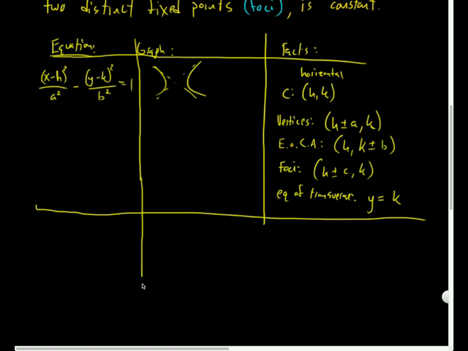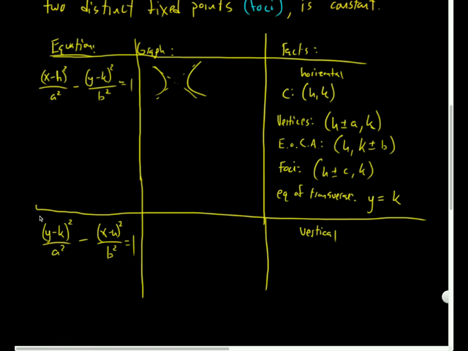All right, and let's see. So the equation of a vertically oriented hyperbola is going to look very similar, except this time a squared is underneath my y term, and b squared is underneath my x term.